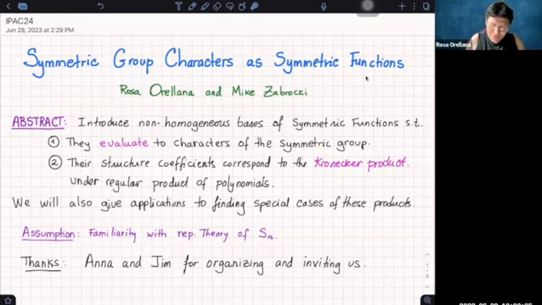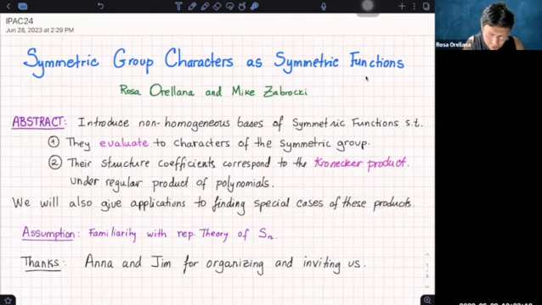So as Anna said, I'm going to be talking about this paper, Symmetric Group Characters as Symmetric Functions. Basically, the objective of the lectures is to introduce a non-homogeneous basis of symmetric functions such that they evaluate the characters of the symmetric group, and their structure coefficients correspond to the Kronecker product under the regular product of polynomials. And we will end the lecture series by giving an application to finding special cases of some Kronecker products.